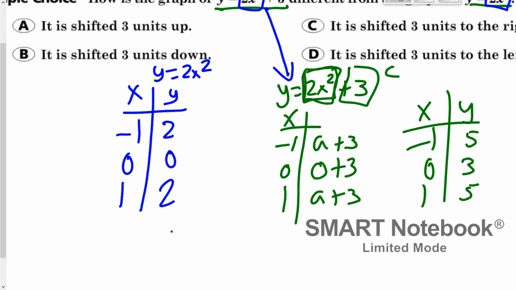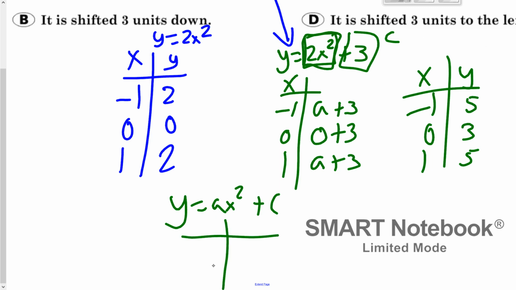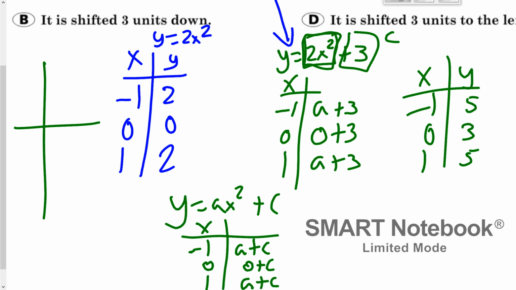So when you have equations like this, y equals ax squared plus c, all you have to do is use these same x's, -1, 0, and 1, and then it'll just be a plus c, 0 plus c, which is just c, and then a plus c every time. So how does the graph look different? Here, let's graph the one in blue. -1, 2, 0, 0, 1, 2.